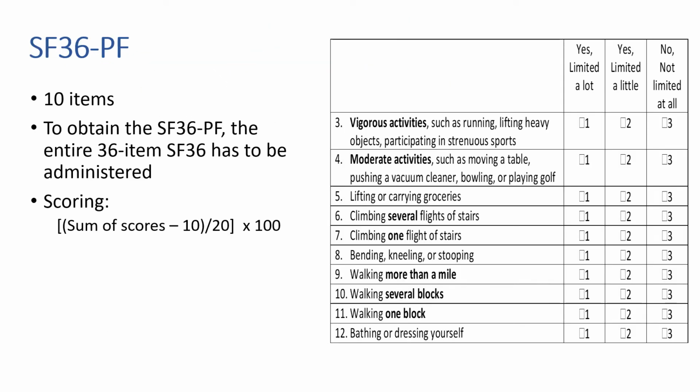Shown here are the 10 items of the SF36PF. The scoring is just the mean of the total. The score is usually standardized to 0 to 100 for reporting. To get the SF36PF, the entire SF36, all 36 items, must be administered.